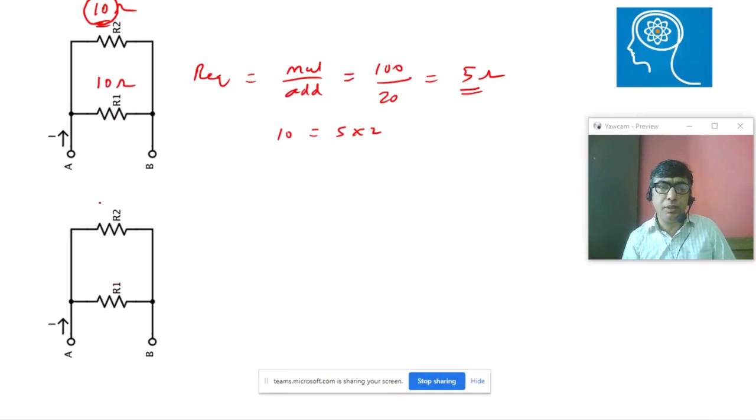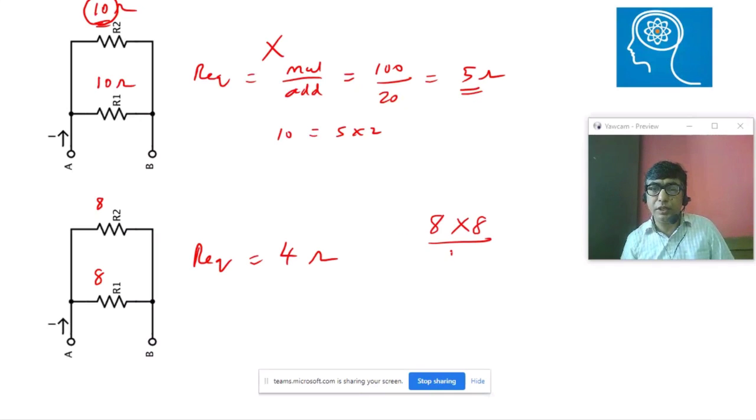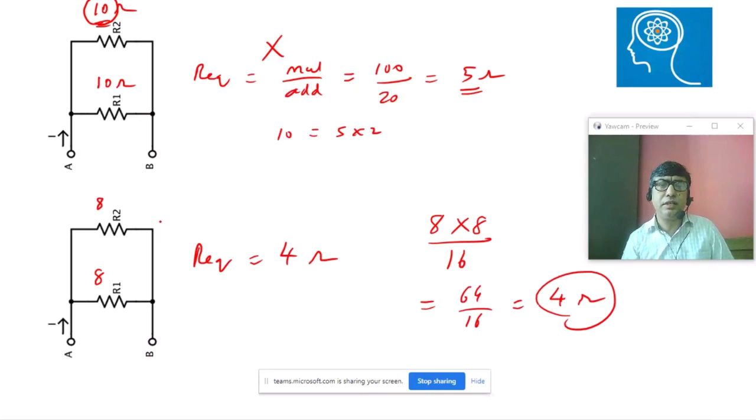Let us take one more example. For example, if this is 8 and this is 8. Whenever two equal resistors are connected in parallel, there is no need to go for the multiplication upon addition formula. Directly you have to reduce it by half. So R equivalent is directly 4 ohms. Let us check whether this is correct or wrong. This is 8 into 8, which is 64, divided by 8 plus 8, which is 16. So 64 divided by 16 equals 4 ohms. So whenever two equal resistors are connected in parallel, the equivalent resistance becomes half of the value, and there is no need to use the multiplication upon addition formula.